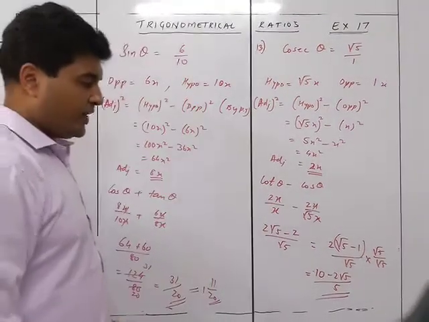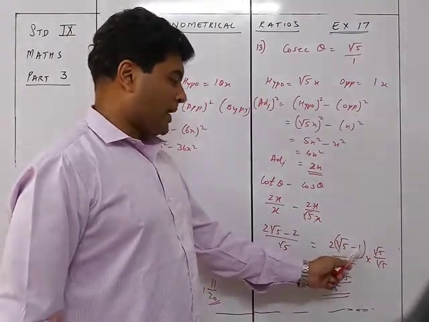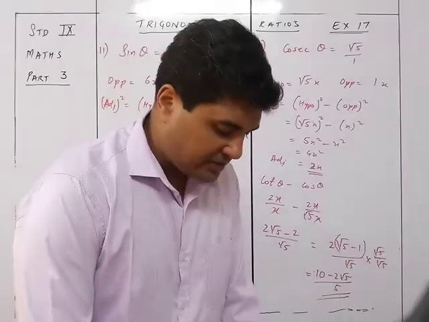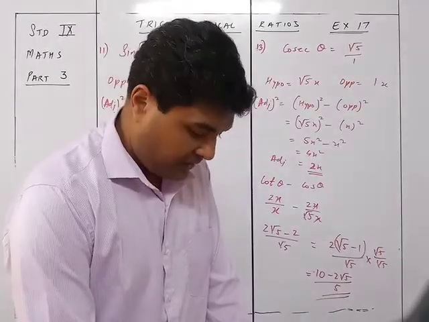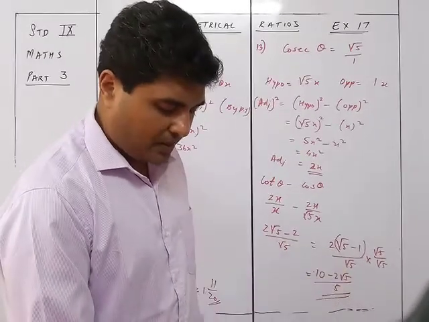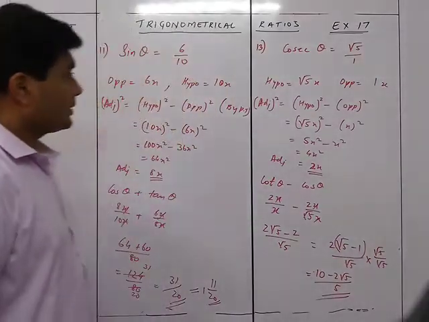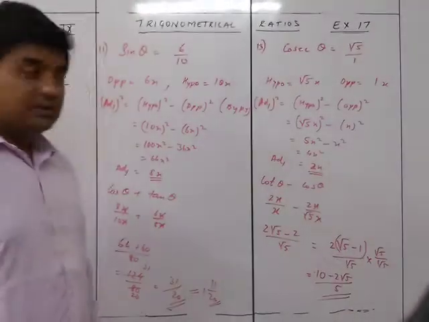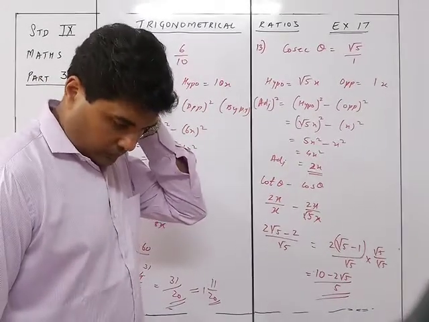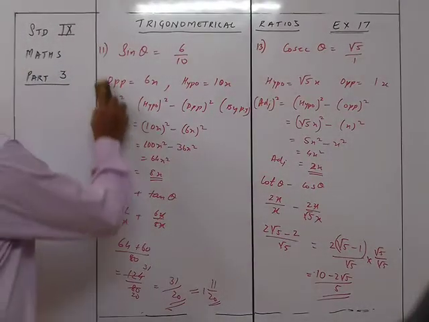10 minus 2 root 5 upon 5, because 2 root 5 into root 5 is 10, and 2 into root 5 minus 2 root 5, below it is just 5. So that will be the answer for sum number 13. Or you can just keep it as 2 root 5 minus 1 upon root 5. That is the answer given to you in the textbook. Okay, so this was sum number 13. We now move on to sum number 15.